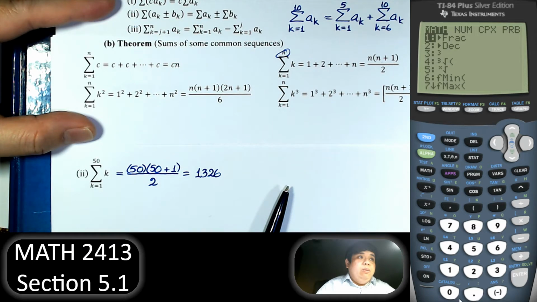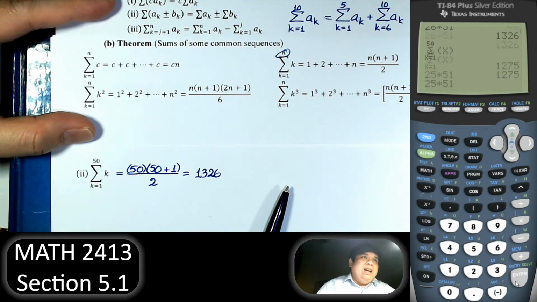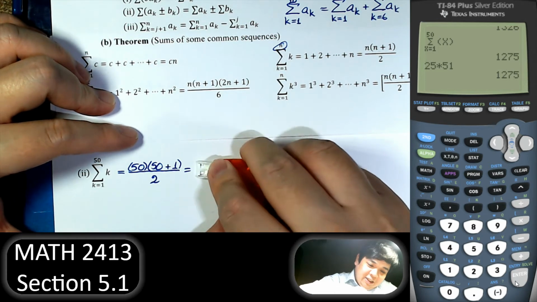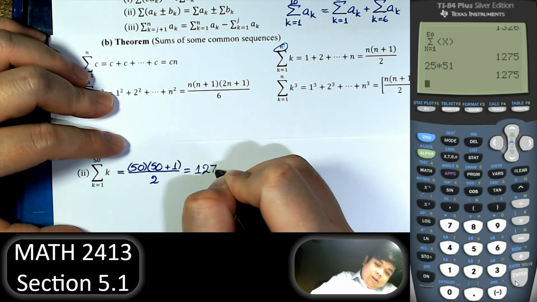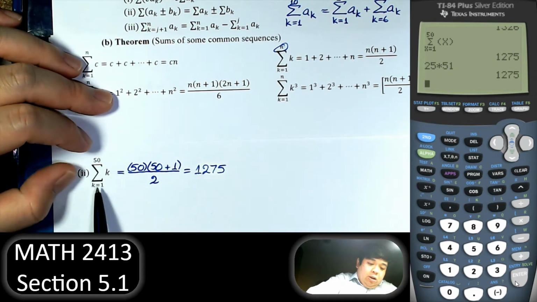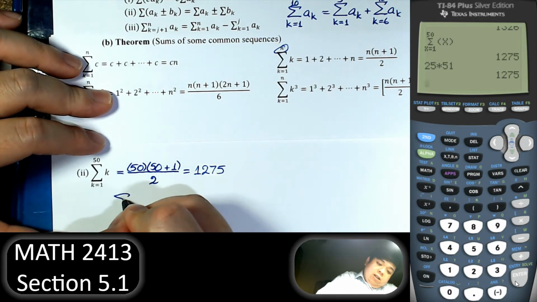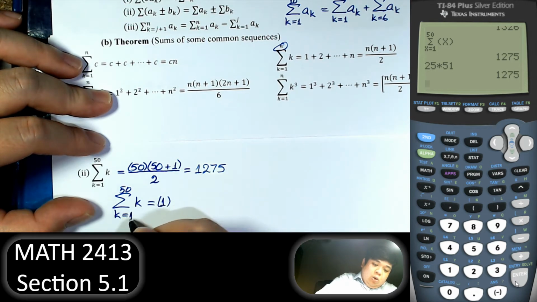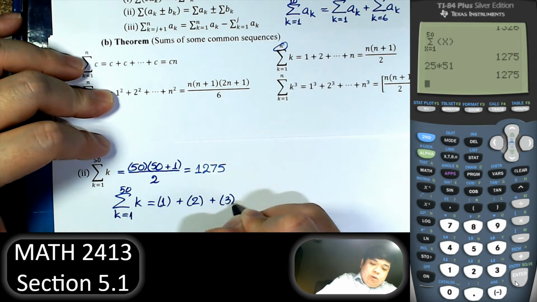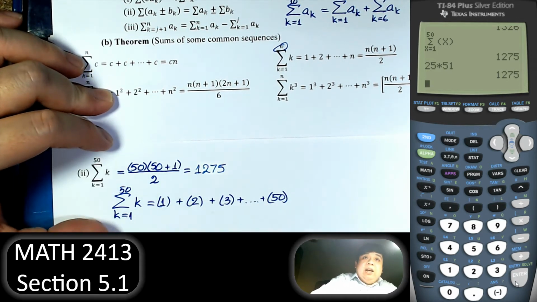is 1275. Of course, we can check with the calculator: the summation of x from 1 to 50 of x. It's 25 times 51, sorry. It is 1275. So, the summation of 1 to 50 of k means we're going to put 1 into k, then go to 2, substitute for k, go to 3, substitute for k, and go to 50, substitute for k. Add all of them up, and we should have 1275.